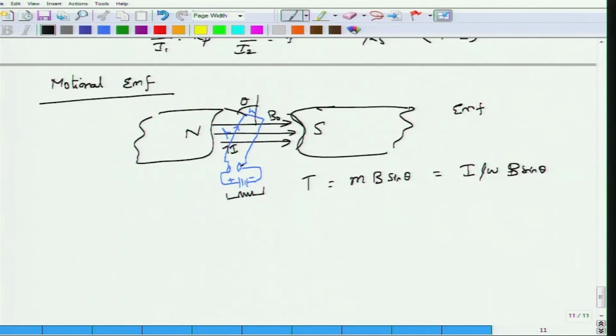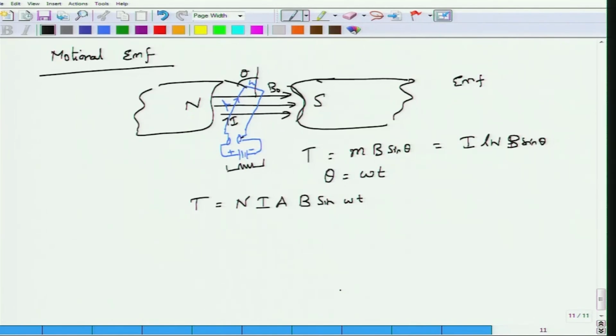And you can find out what the EMF induced is, because the torque is given by ILWB sin theta, and if the loop is rotating with an angular velocity omega, the torque will be I, and LW can be written as A, times B sin omega t. If instead of one loop you have n loops, this would be the overall torque. Now, instead of talking about torque, let us look at the force that is acting on the charges.